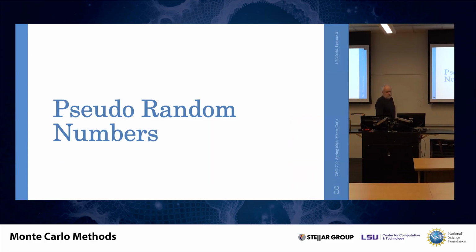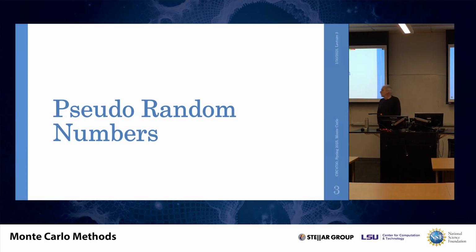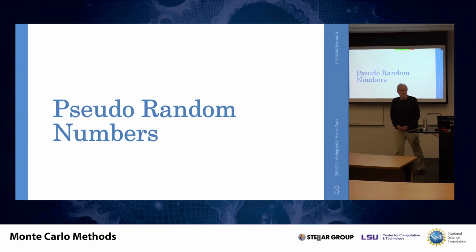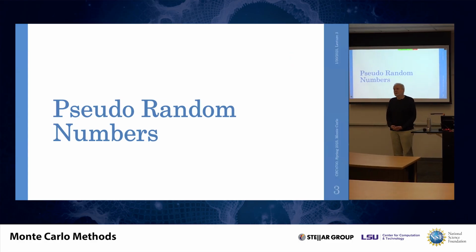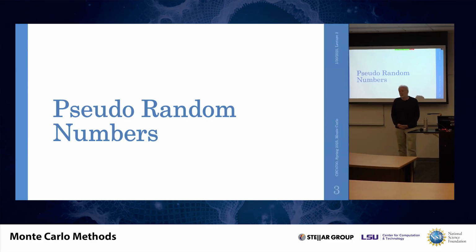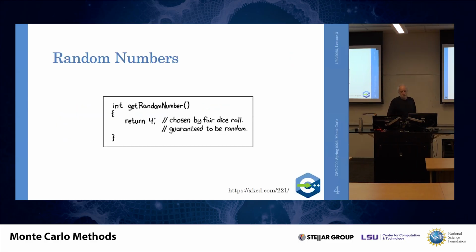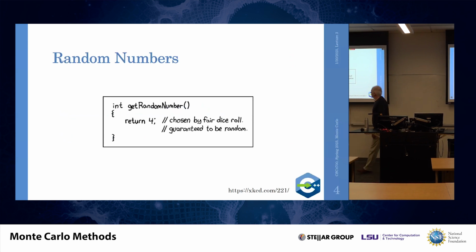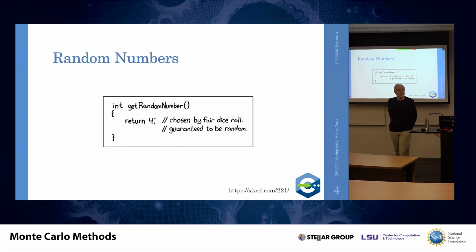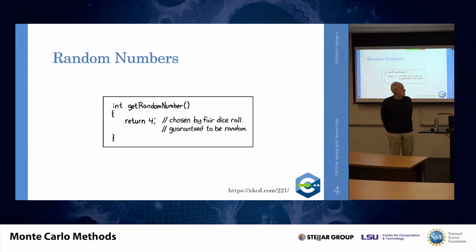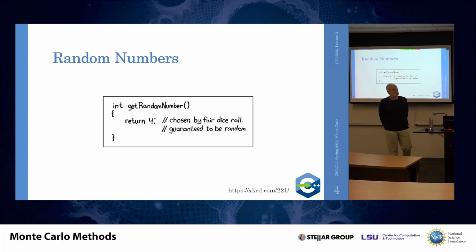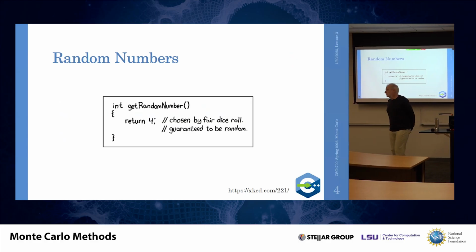So let's start. Since computers can't really have random numbers, well, they can, but it's very expensive to generate those, what we do in computers is use so-called pseudo-random numbers. And the simplest way to generate a pseudo-random number is a famous comic: get random number, return 4, and just add a comment to it that I chose that 4 by rolling a fair dice.